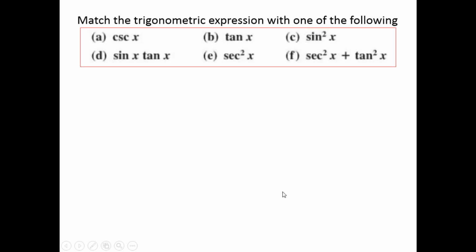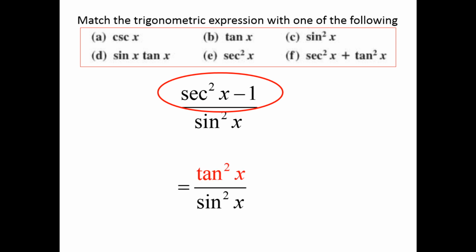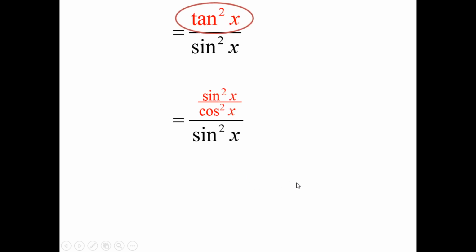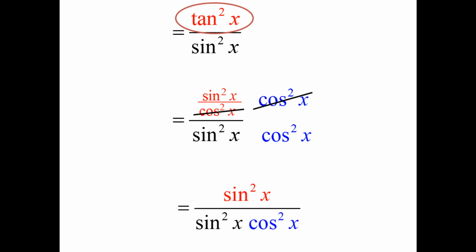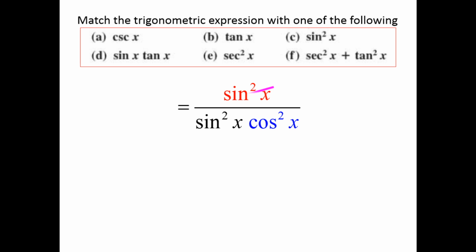And now let's see what else we have. Secant square of x minus 1 over the quantity of sine square of x. Again, using one of those Pythagorean identities, this is tangent square of x. And then rewrite it with the ratio identity, or multiply top and bottom by cosine square of x. Cross cancel, put them all together, and then reduce sine square of x. So we do have 1 over cosine square of x. And using the reciprocal identity, we do have secant square of x.